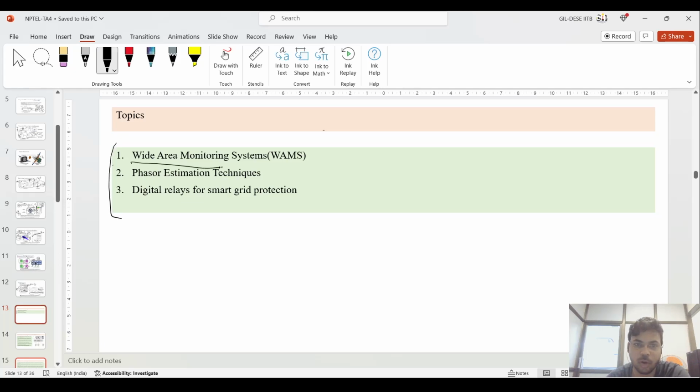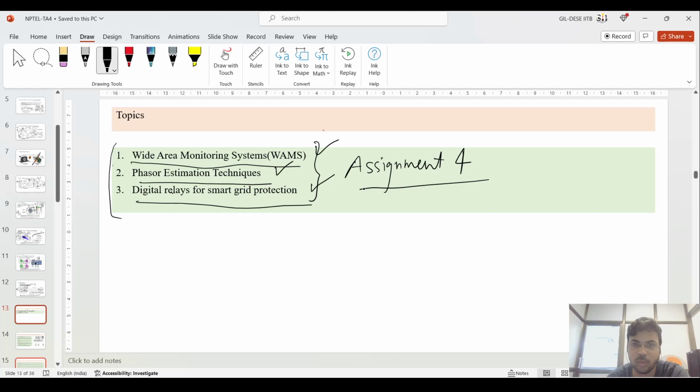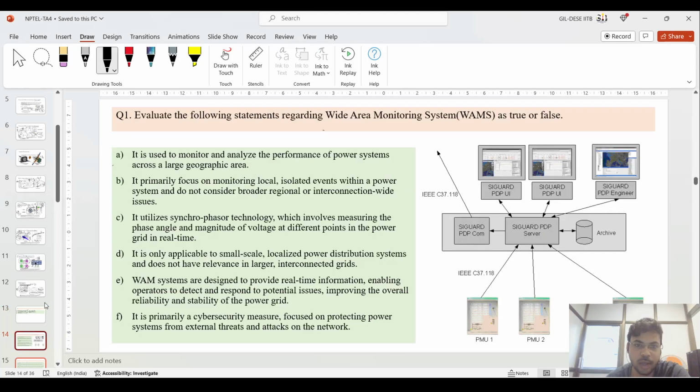Okay. Let's move to the further slides. Our further discussion topics will be the wide area monitoring system, that is the WAM system. Second is the phasor estimation technique. Third will be the digital relay for smart grid protection. This is for your assignment 4. If you see the questions in assignment 4, they are mostly related to these topics.